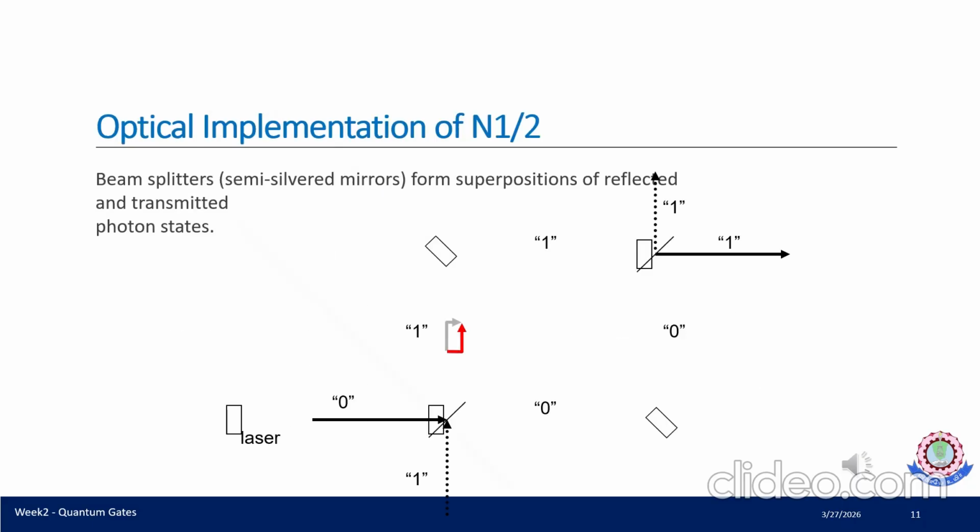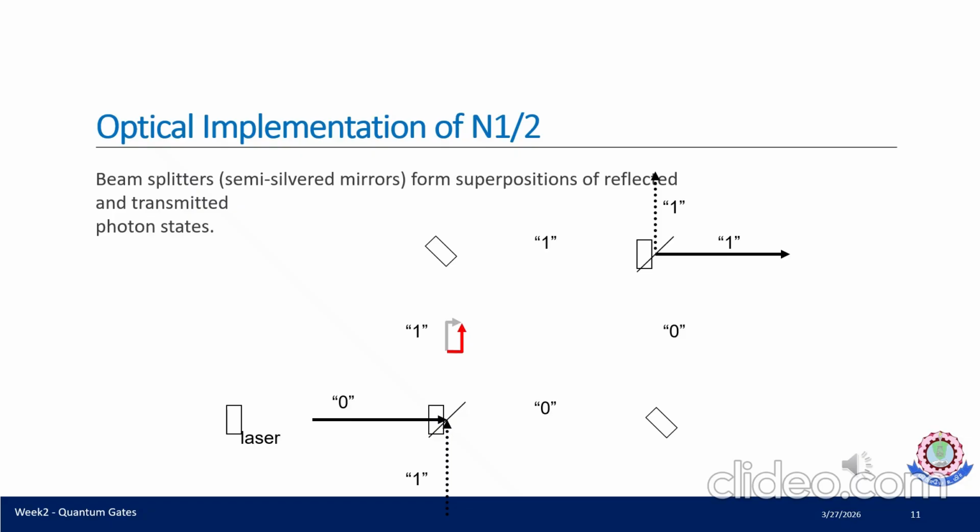Next one is the optical implementation of the NOT 1 by 2 beam splitter, semi-silvered mirrors form a superposition of the reflected and transmitted photon states. So the setup is a laser emits a photon that represents the qubit encoded in path states 0 and 1. So the beam splitter, which is a semi-silvered mirror, creates a superposition of the transmitted 0 and reflected 1 photon paths.